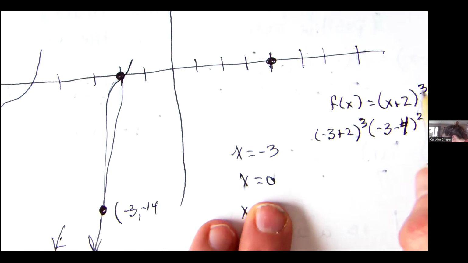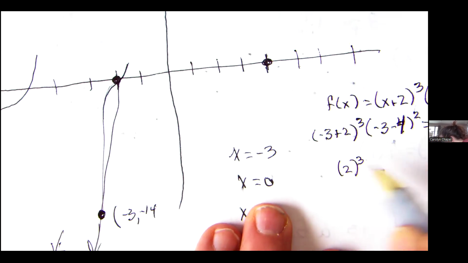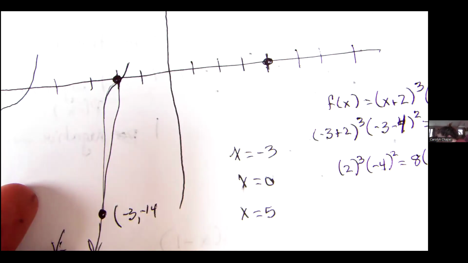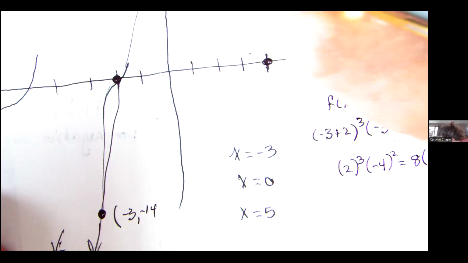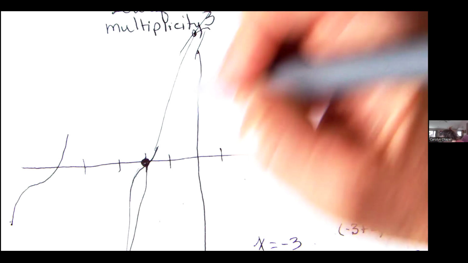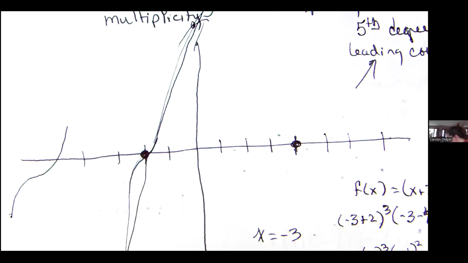I'm going to put 0 in so I can get my y-intercept. So I'll have that 2 cubed and that negative 4 squared, which is 8 times 16, which I need my calculator for, which is 128. Holy buckets. So it comes way up. And it might continue up a bit and come back down. I do not know without calculus, or I'm sure that using Desmos we'll be able to see it a little bit better, how high up it goes.